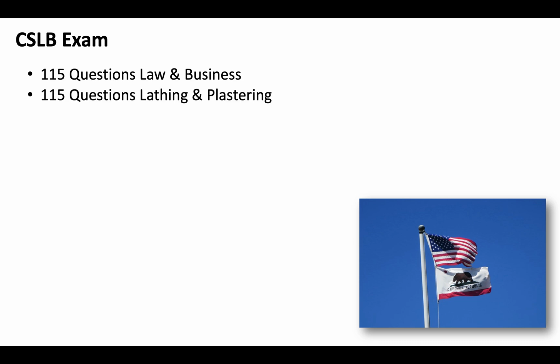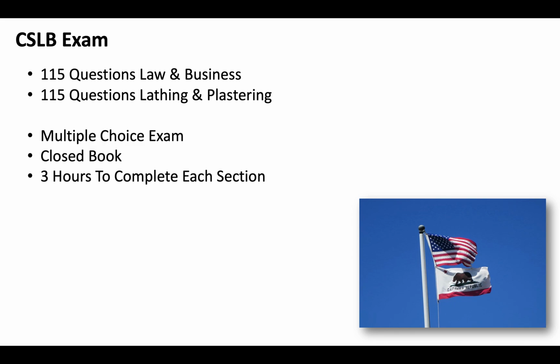So basically, you got to pass 2 tests, 115 questions covering law and business and 115 questions covering lathing and plastering. It's going to be multiple choice, closed book. You'll get 3 hours to complete each section. It's a computerized exam that you'll take at a CSLB testing facility. So if you're somebody that's applying from out of state, just know that you will need to come to California to take the exam.